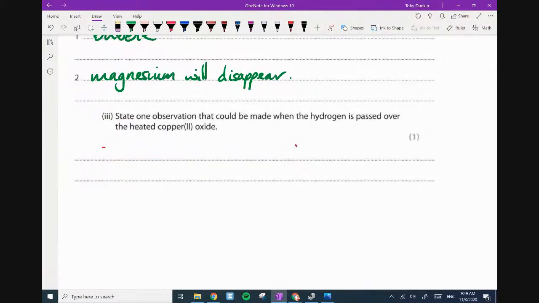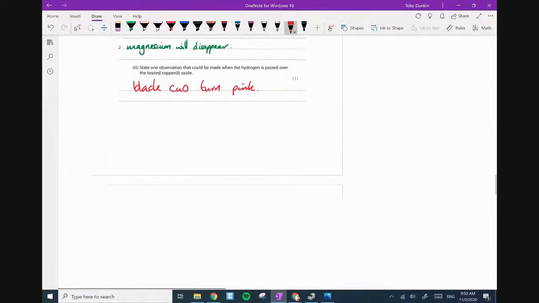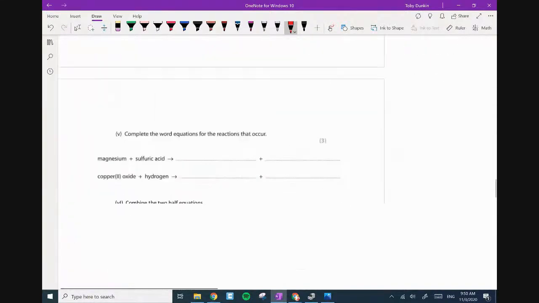Oh, hang on a minute. No, black solid turns pink. That's the observation. Black copper oxide turns pink. Pink and shiny to boot, because it's actually a metal. Right, next.